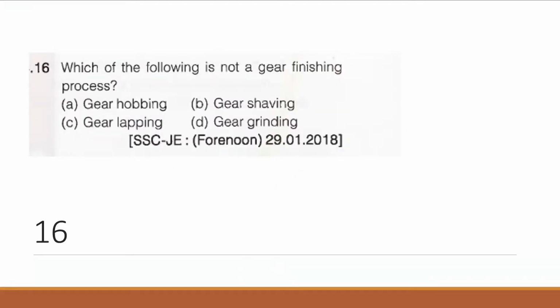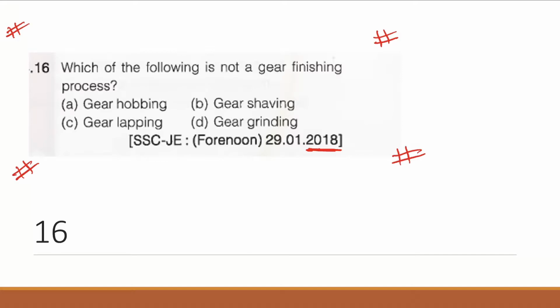Okay, the next question. Which of the following is not a gear finishing process? So guys, here we can see that these options are very confusing, but you have to remember this, because this question is asked in the SSC JE examination, and there is a high probability it will be asked in the RTO examination as it is.